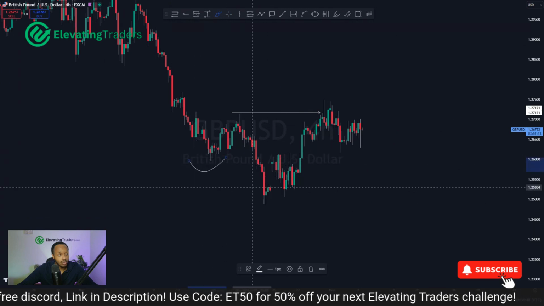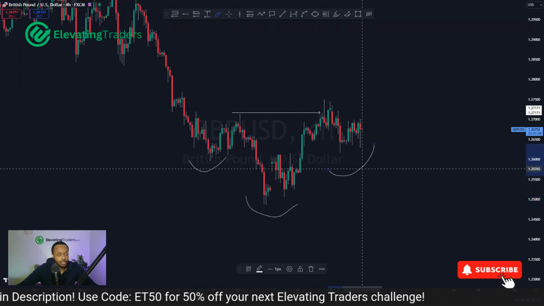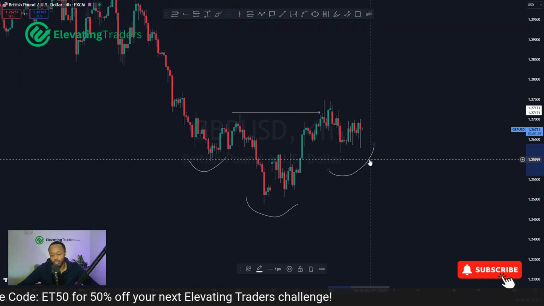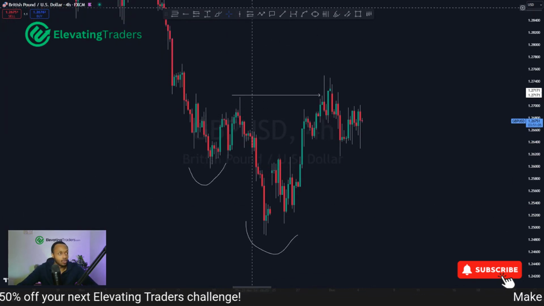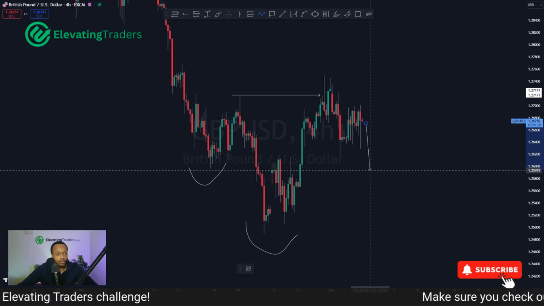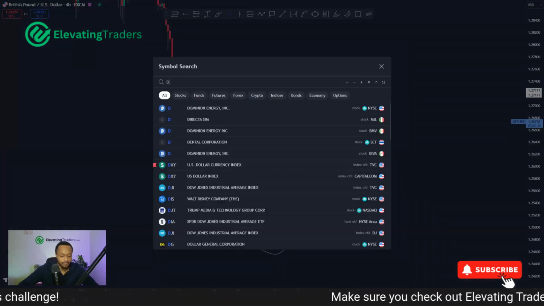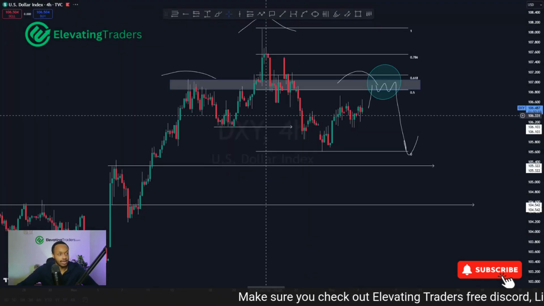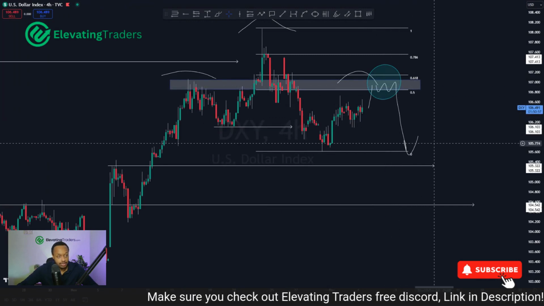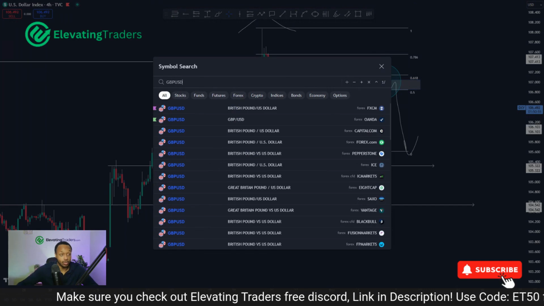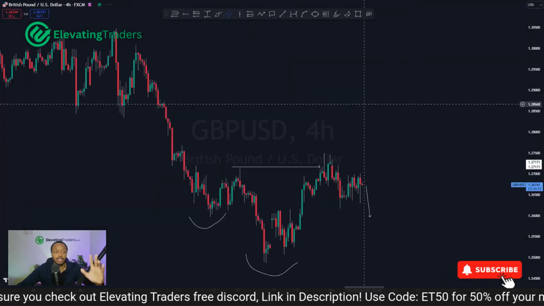But again, the theory is the same. We form the left shoulder over here, head. Now I'm looking at that right shoulder. What I would like to see for pound USD is one more push to the downside. Hopefully that will align with the DXY as well. As I said yesterday, if the dollar can have one more push up and then sell, that will give pound USD one more push down and then probably a nice buy.